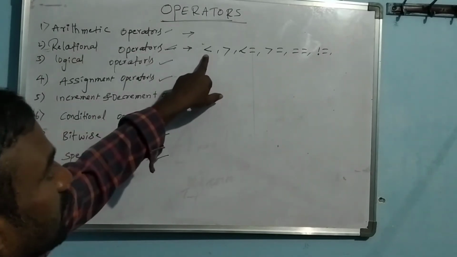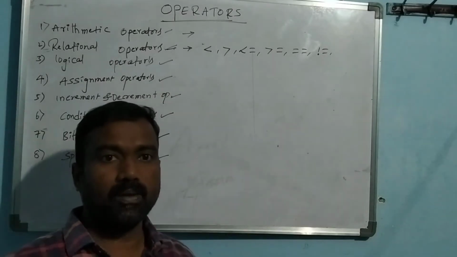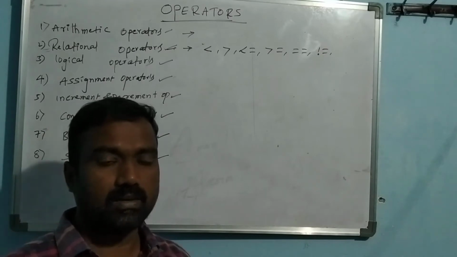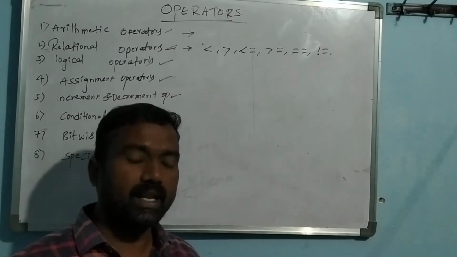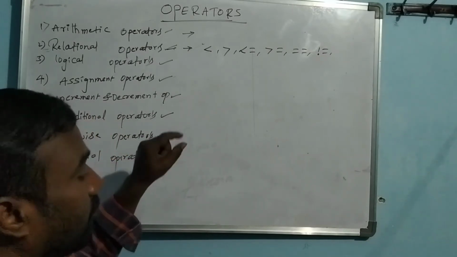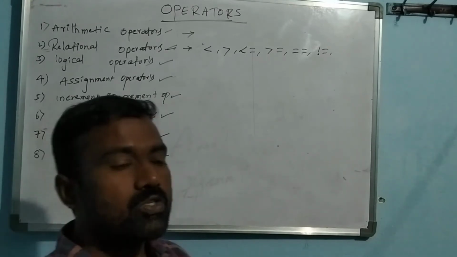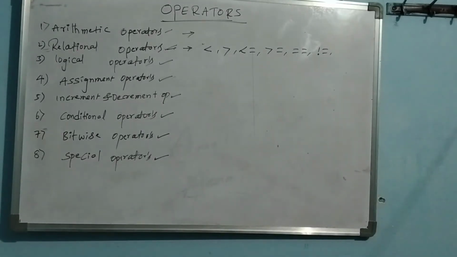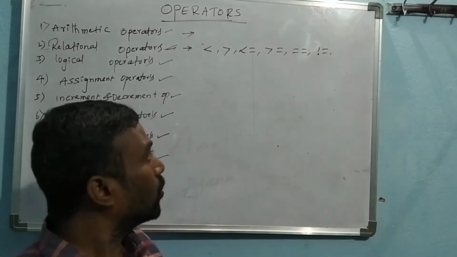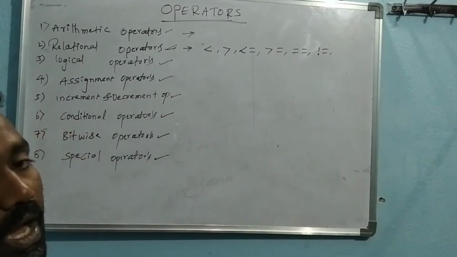These relational operators are mainly used to check the relation between two operands. The relational operators are mainly used to check the relation between the operands that we are using in the C programming language.